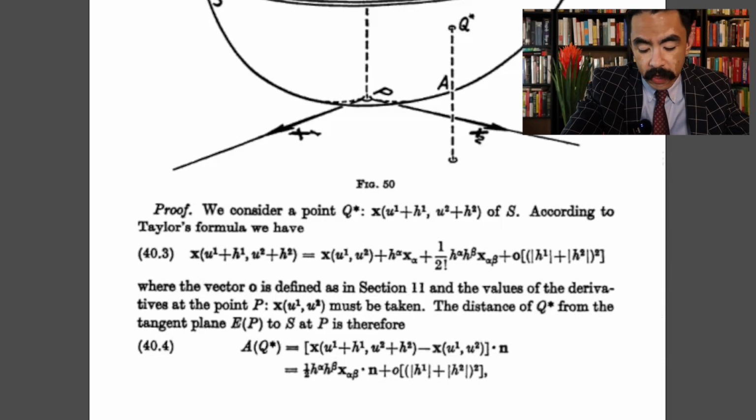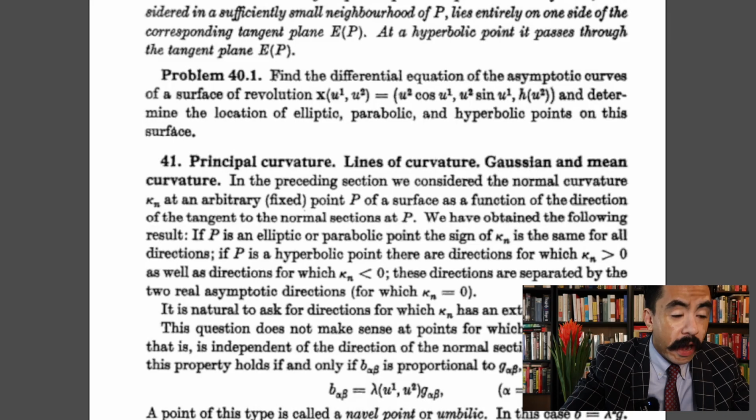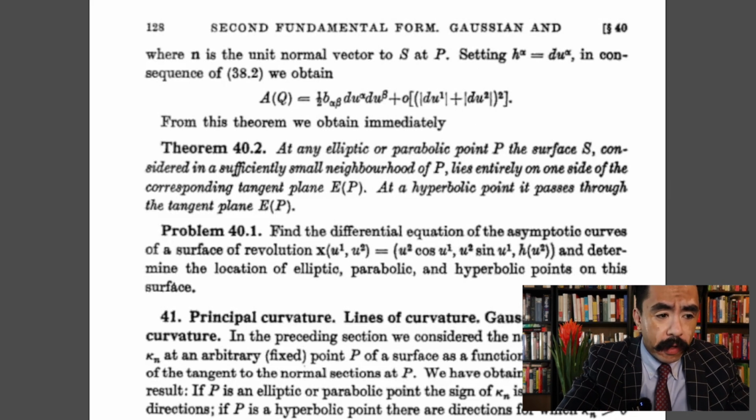The distance of Q star from the tangent plane E(P) to S at P is therefore A(Q star), which is equal to the scalar product of the quantity x(u1 + h1, u2 + h2) minus x(u1, u2), closed quantity, with n, which is all equal to 1/2 times h^α times h^β times x_αβ, and then this entire product is scalar product with the vector n, and this is all plus little o, or Landau symbol, of (|h1| + |h2|) squared, where n is the unit normal vector to S at P.